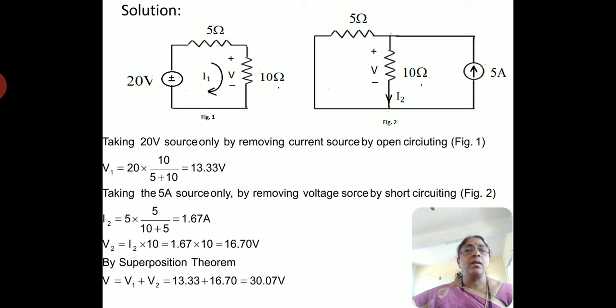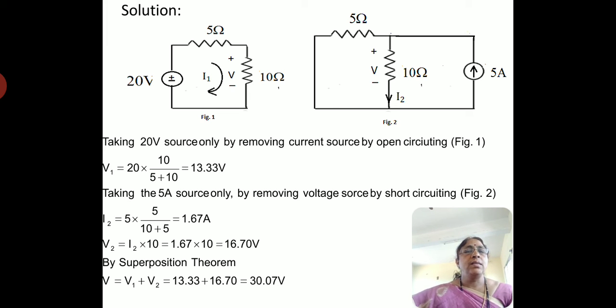In figure 1, take the 20 volt source only, by removing the current source, keeping it open circuit, because we have to remove the current source by leaving it open, and remove the voltage source by connecting it to a short. First we remove the 5 ampere current source, and then I1 is the current through the circuit and V1 is the voltage.